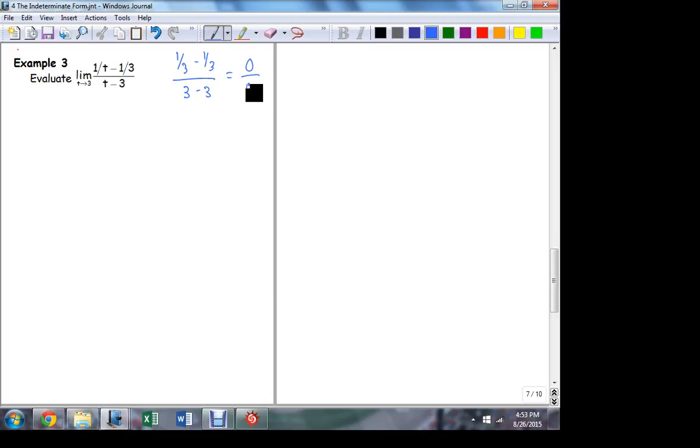I've got to look at this and see if I can manipulate algebraically this expression in such a way that I can identify something new. I don't know. So let's see. What can I do?